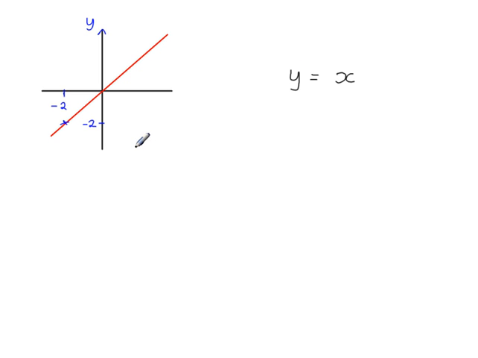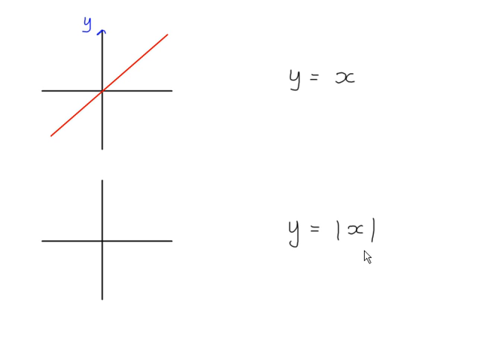Let's have a look at this graph now, but from a modulus perspective. So if instead we have y is equal to the modulus of x. Let's put some values here. So we've got 1, 2, 3, then -1, -2, -3.